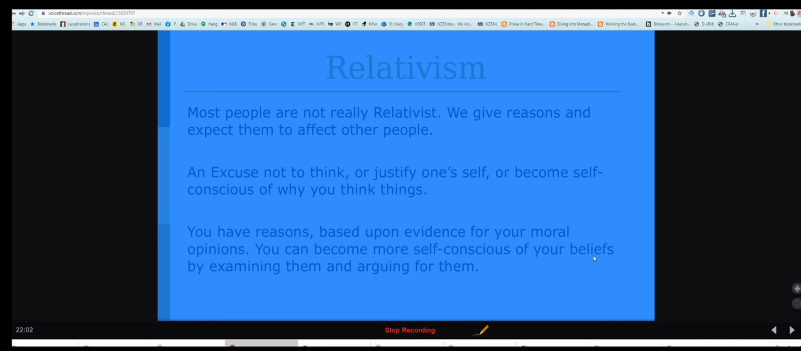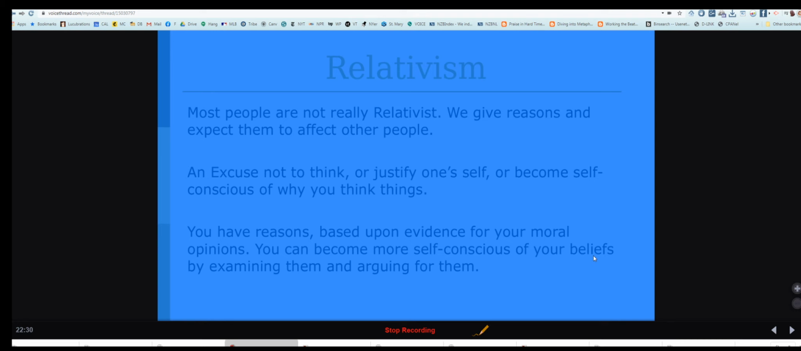So no one's really a relativist when it comes down to push and shove, when people start doing bad things to them. And in practice, this may be a practical consideration, because for students, relativism becomes an excuse not to think or to justify oneself or to become any more self-conscious of why you think the things that you do and what assumptions and intuitions your opinions are based upon.